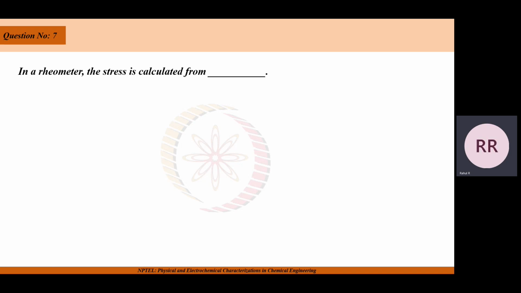I think you guys got enough time to think over the answer. The answer to this question is nothing but torque. In a rheometer, the stress is calculated from torque. This is a very easy question. I hope you were able to get the answer by yourself. Now let's move on to the next question.